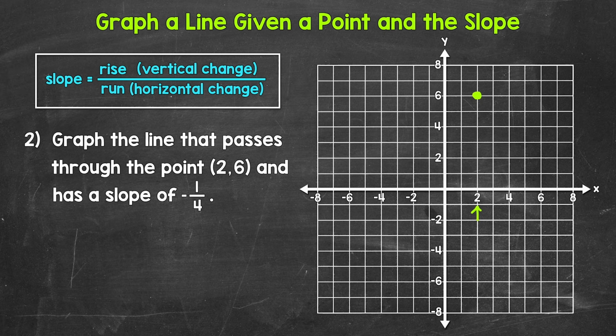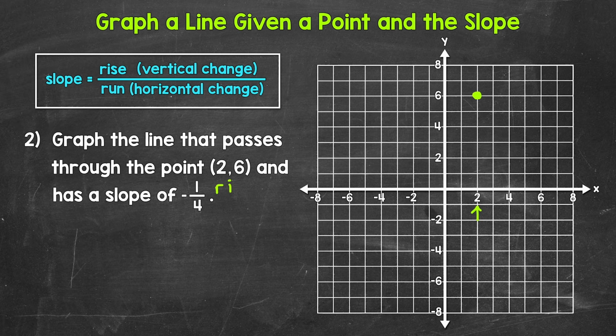So moving on to our second step, we use the slope to plot a second point from that point of 2, 6. The slope here, again, is -1/4. And remember, for slope, it's rise over run. So vertical change over horizontal change.